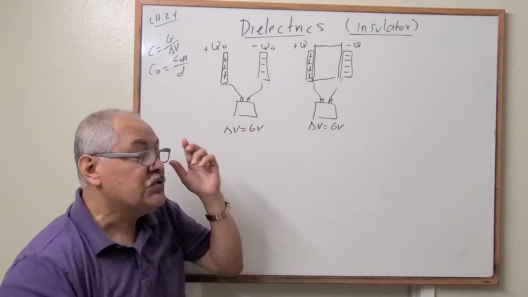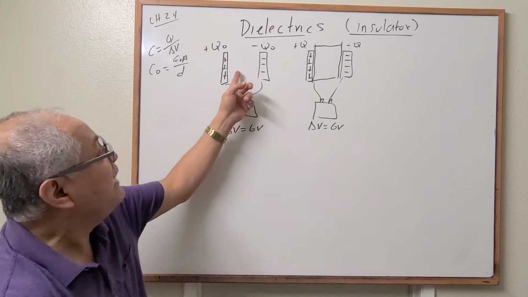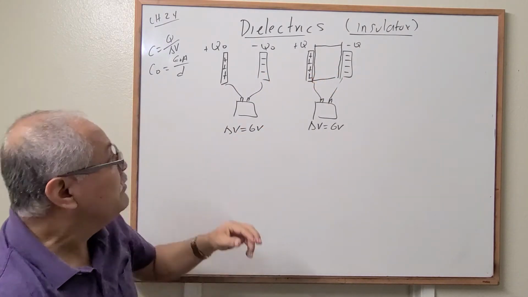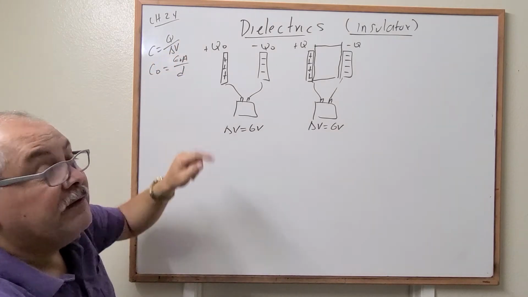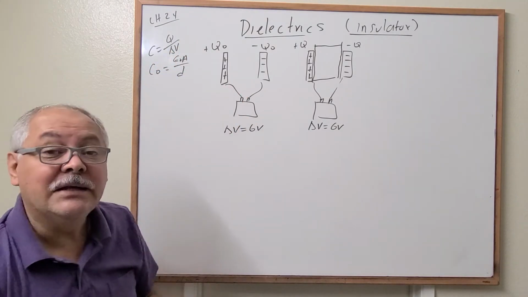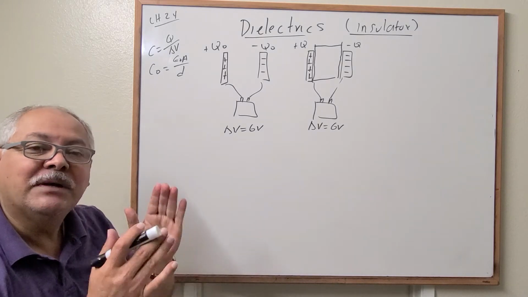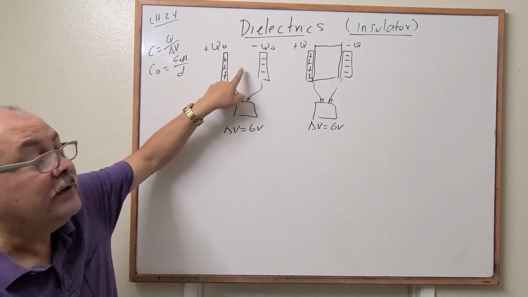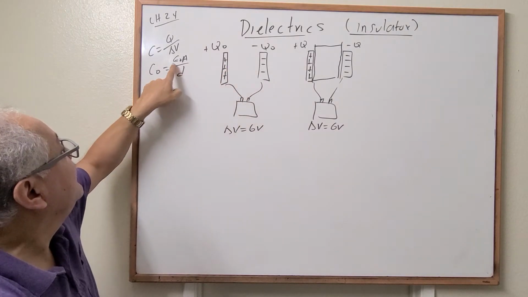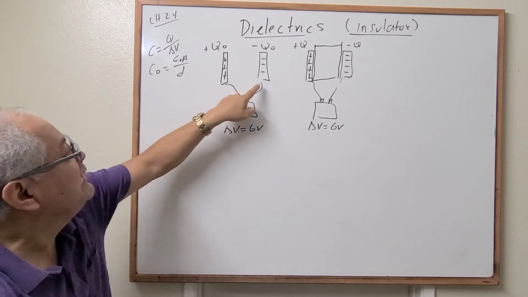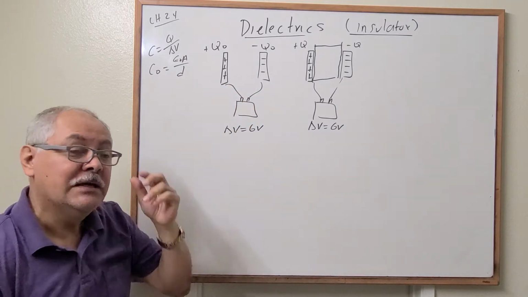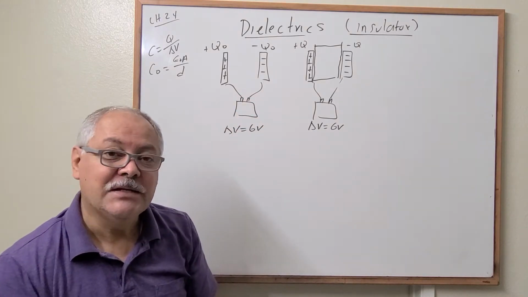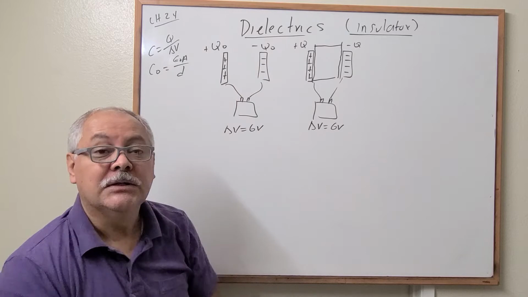Okay, let's try to see what happens to the capacitance when we use a dielectric. Remember, capacitance is defined as the charge divided by the voltage, and for a parallel plate capacitor, the capacitance in vacuum or in air, very close to vacuum, is epsilon naught times area divided by the distance between the two plates. Okay, imagine that we have a battery that charges the two plates. So we have an initial charge on the plates.